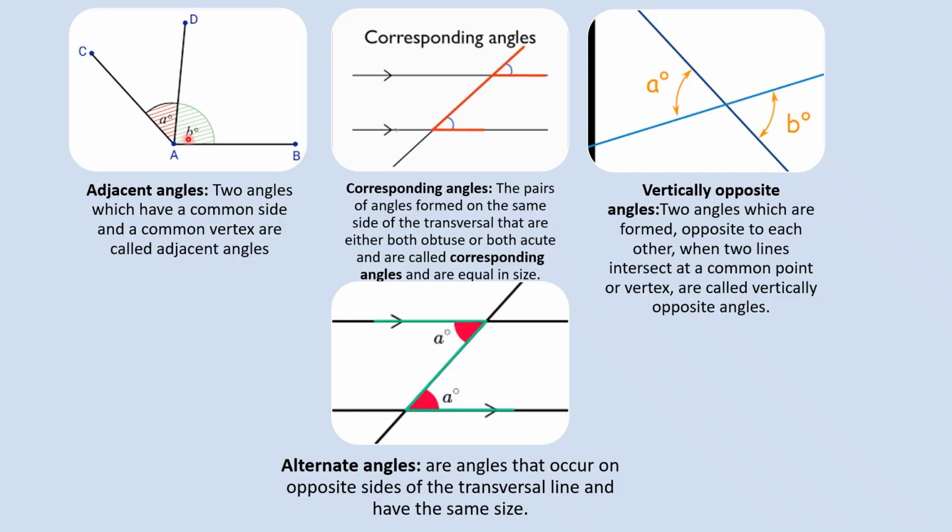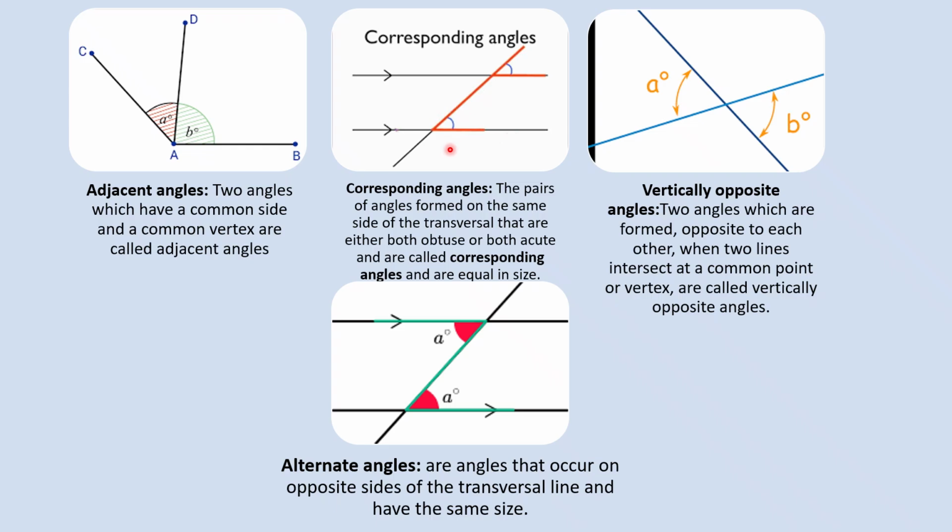So that's why we can call them A and B adjacent angles, or you can say neighboring angles. Okay. Now next we have the corresponding angles. Corresponding angles are the pairs of angles formed on the same side of the transversal line that are either both obtuse or both acute are called corresponding.